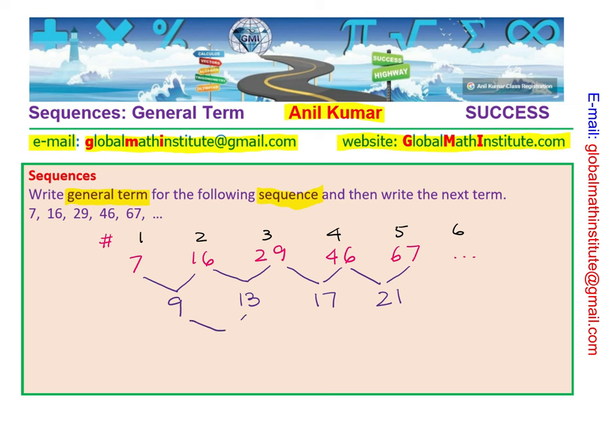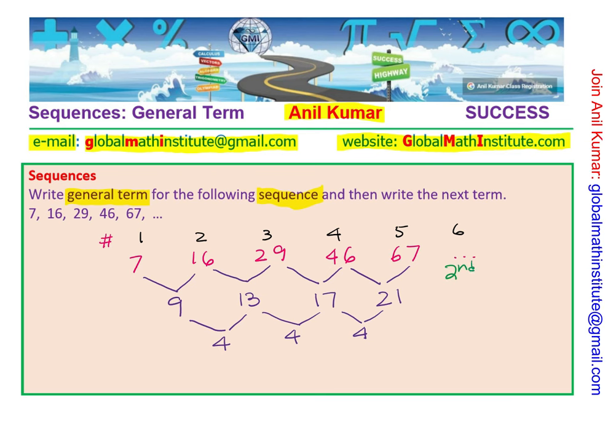Now, if I go for the second difference, what happens? 13 minus 9 is 4, 17 minus 13 is 4, and 21 minus 17 is also 4. So that clearly indicates that the second difference is constant. That means that a quadratic equation is going to provide us the solution, not a linear one. It's a non-linear pattern.